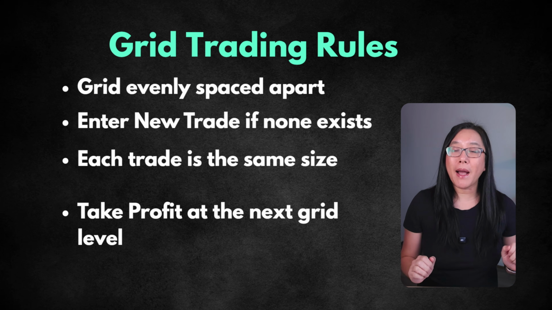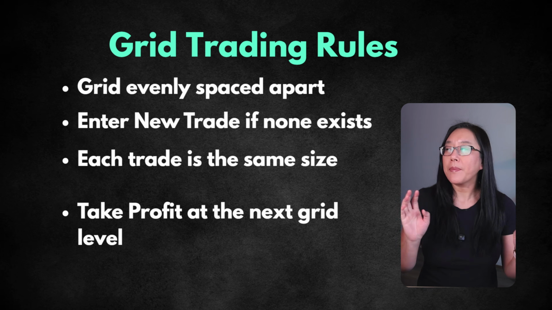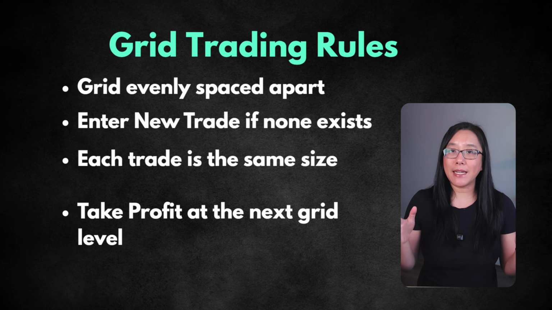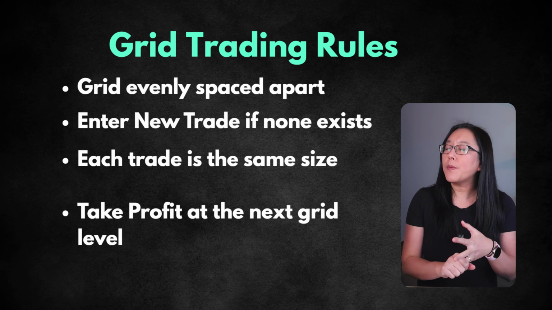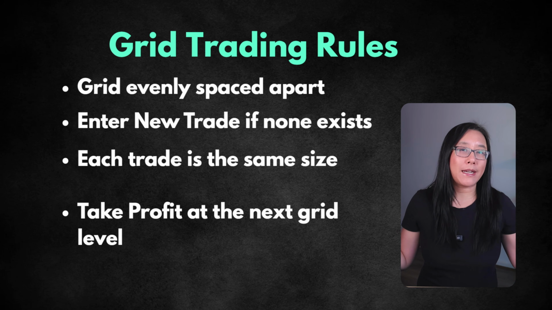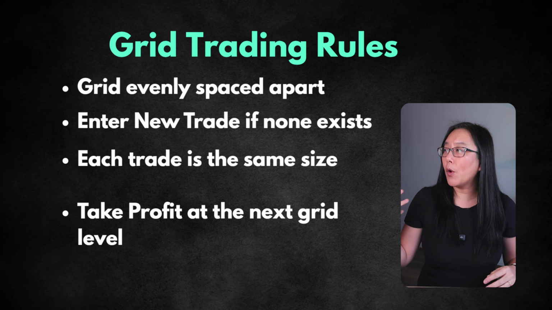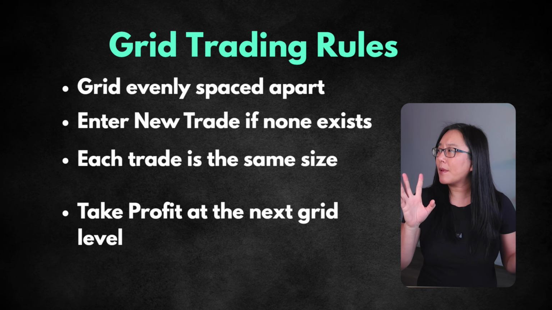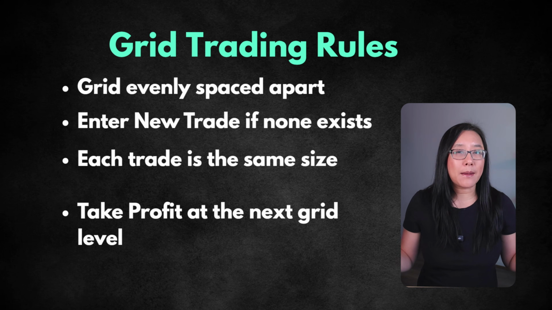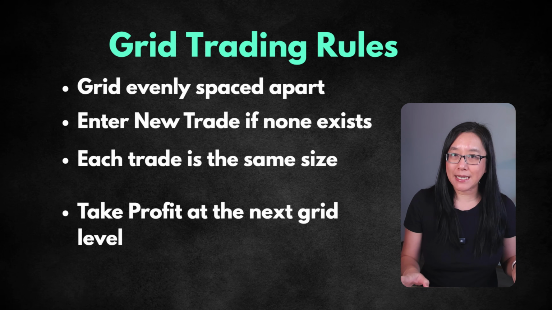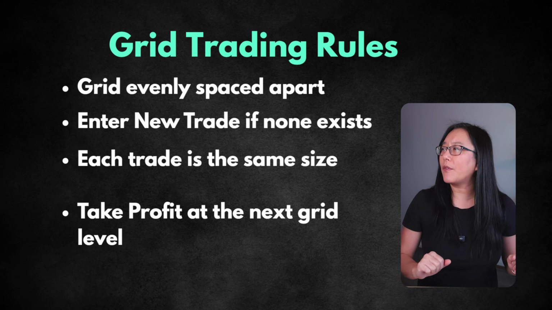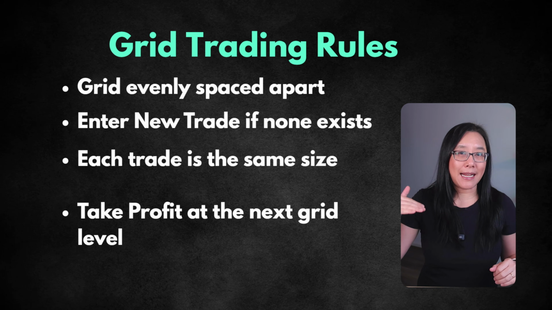So the rules for my grid trading are fairly straightforward. Number 1, the grids are evenly spaced apart. Number 2, if there is no open trade on that particular level, then we open a brand new trade. Number 3, each trade is the same size. I'm not using a martingale in this approach. And number 4, I take profit at the next grid level.